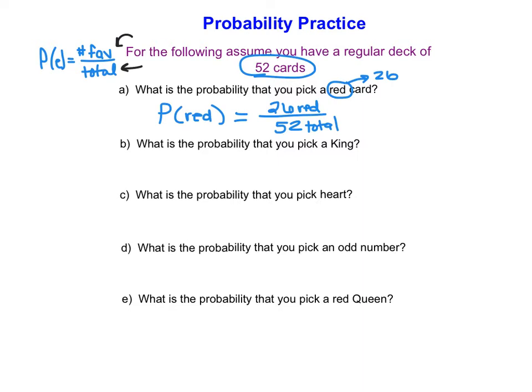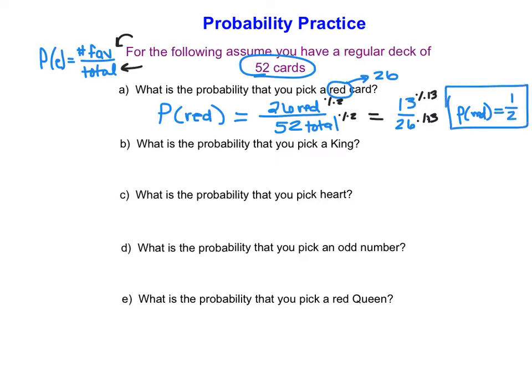So now from here I can see my fraction is 26 over 52. I want to simplify those, so I'm going to start by dividing them by 2 each. If I divide them each by 2, I end up with a fraction of 13 over 26. I can then see both of those are divisible by 13, which then I end up with probability of red is equal to 1/2, which makes sense because half of those cards are red. Okay, next example.